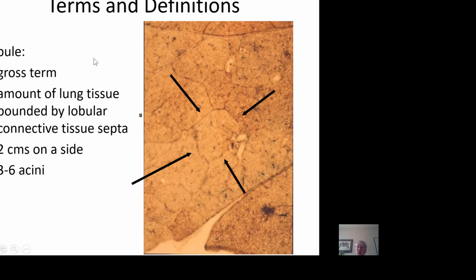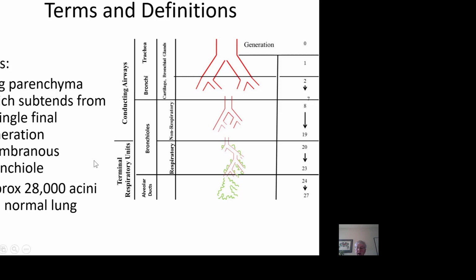A lobule is a gross term. It's something that you can see on a gross section of lung or a microscopic section of lung, and it's defined as the amount of lung tissue which is bounded by connective tissue septa. These are usually venous septa, as you can see here, although it could also be a pleural surface. It's about 2 centimeters on a side, although there's a degree of variation. This one, for instance, is smaller than this one. And they all contain about 3 to 6 different acini.